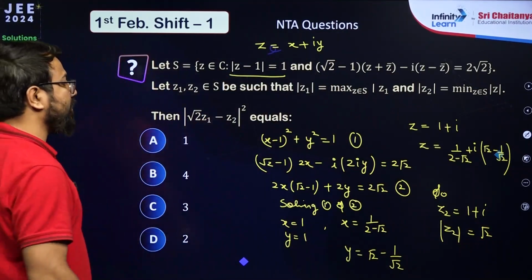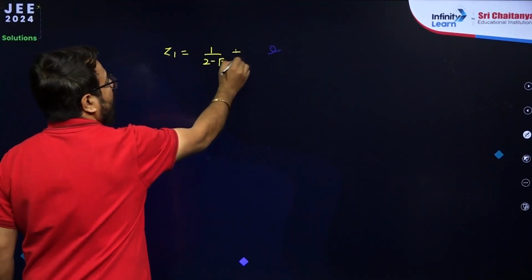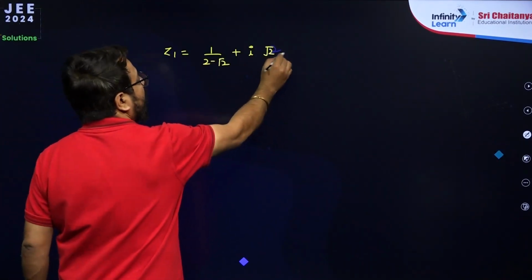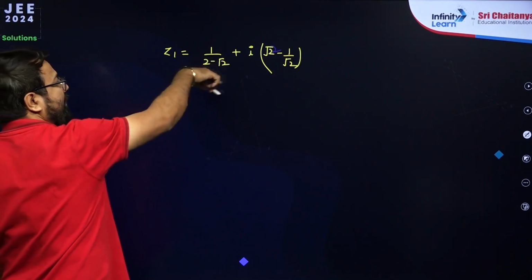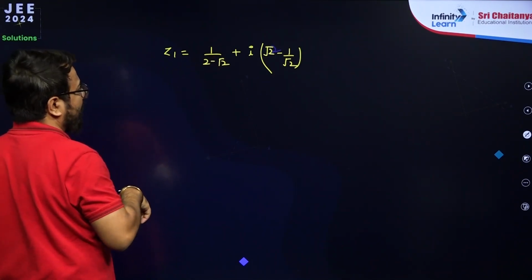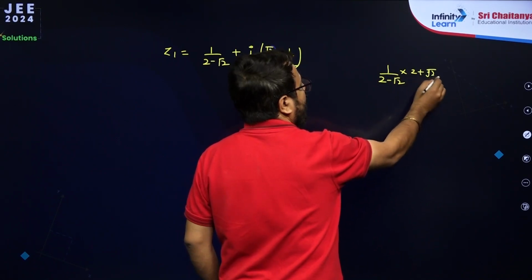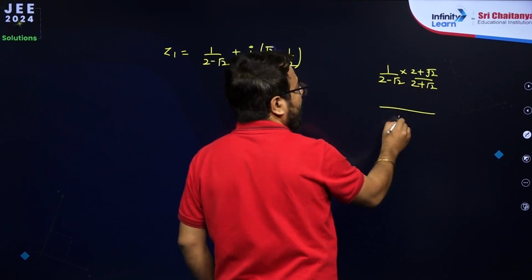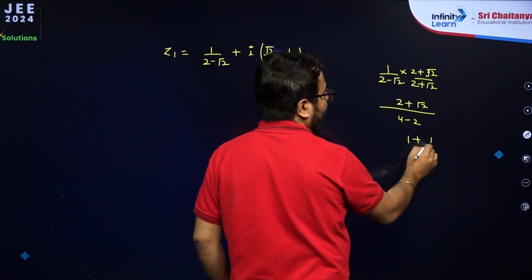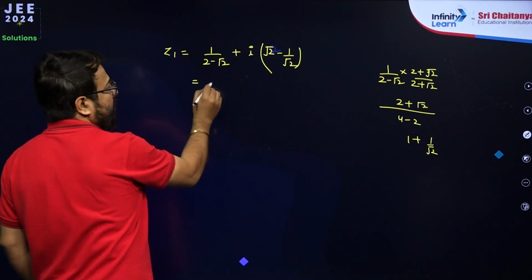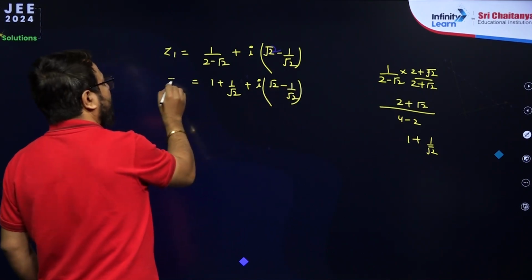In the same way, the value of z1 is equal to 1 upon 2 minus root 2 plus iota times root 2 minus 1 upon root 2. I hope you understood how we got the value of this expression. If you want to simplify this, you can rationalize it further. So 1 upon 2 minus root 2 into 2 plus root 2, here also 2 plus root 2. The denominator will become 4 minus 2, and in the numerator 2 upon 2 will be 1, root 2 upon 2 will be 1 by root 2. So I can also write it this way: 1 plus 1 by root 2 plus iota times root 2 minus 1 upon root 2. I hope you are able to understand this.